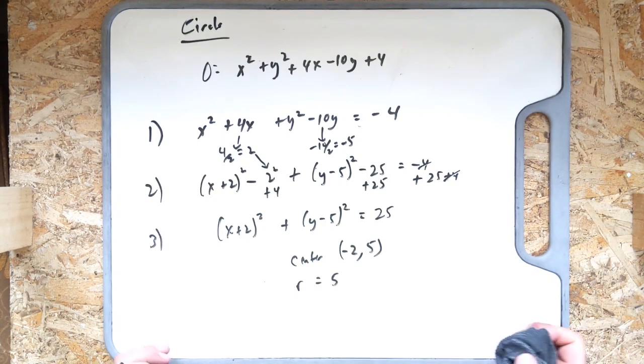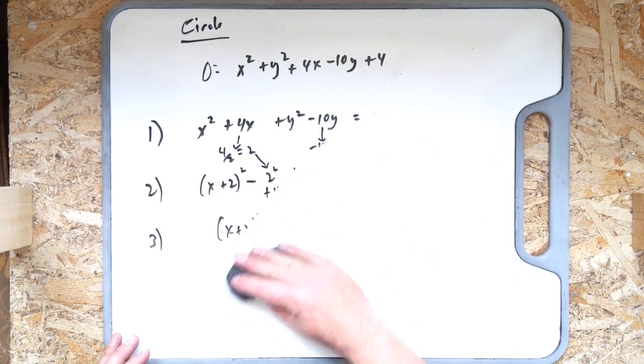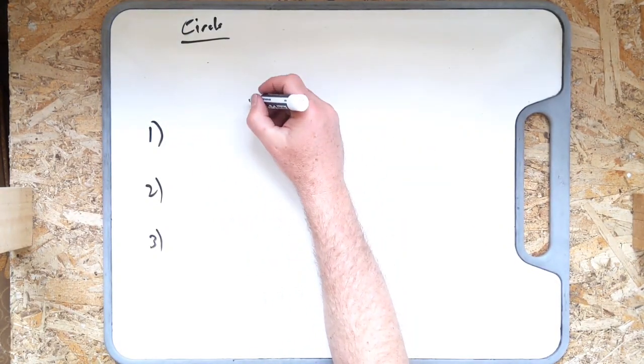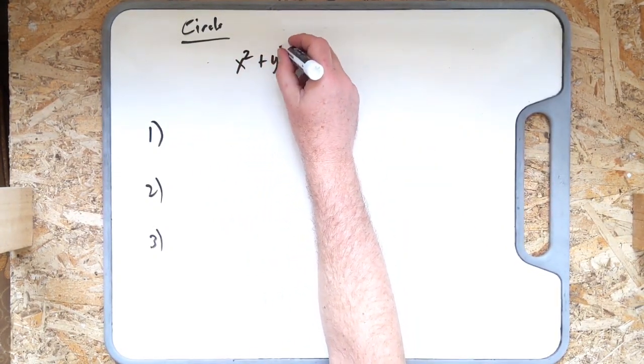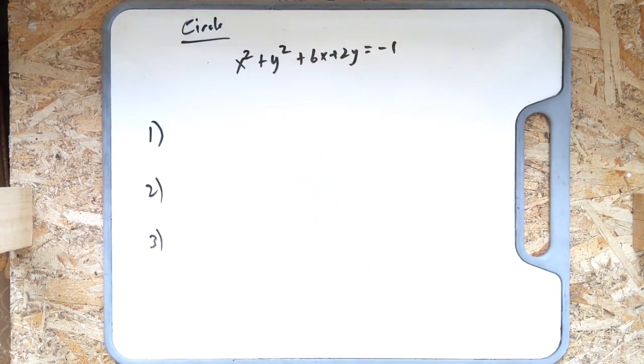All right, how are you guys doing then? It's going to be in slightly different form, but not much. You should be able to handle it. x squared plus y squared plus 6x plus 2y equals negative 1. Okay, pause the video and try that one. Get it down to center radius form.